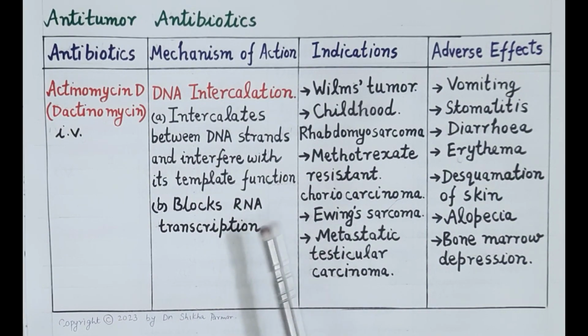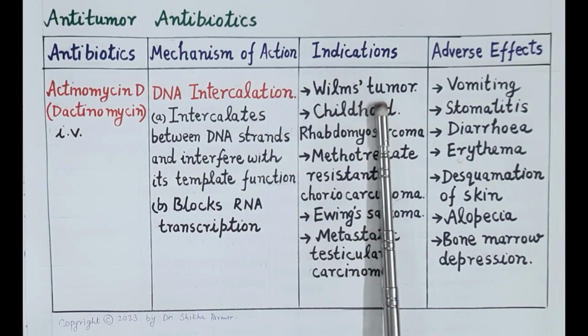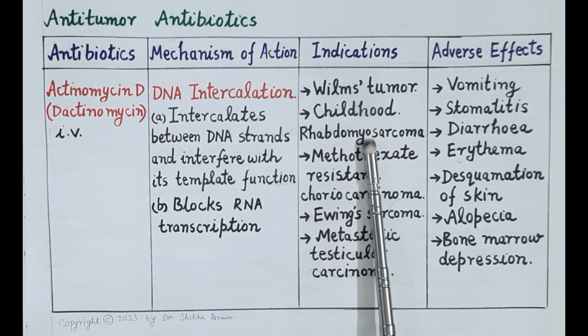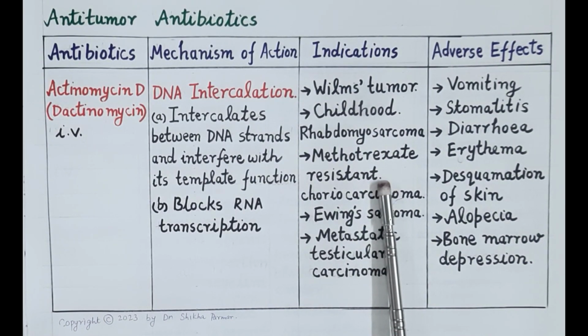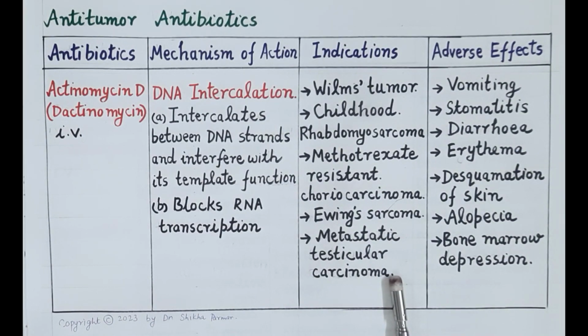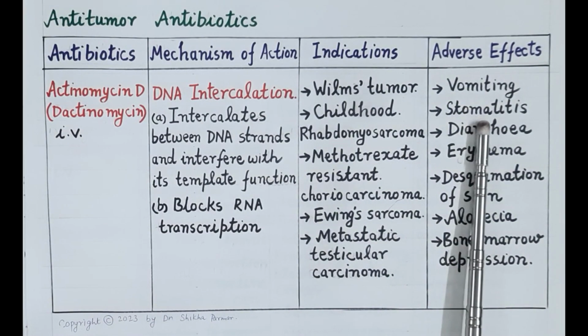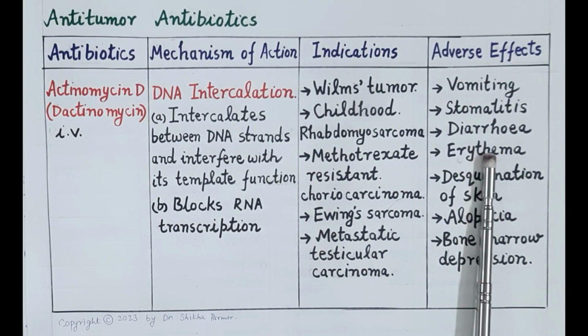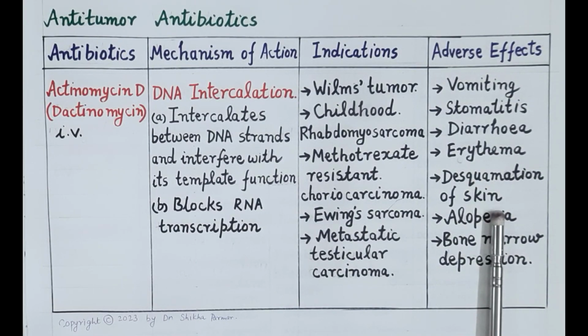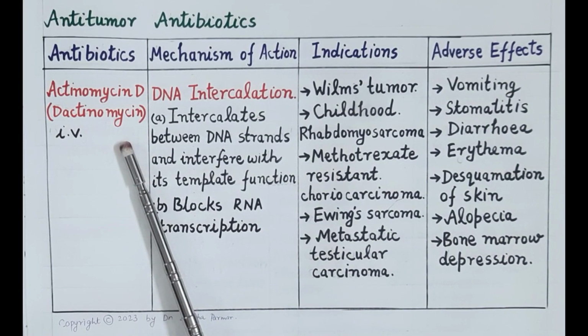Now this antibiotic is highly effective in Wilms tumor, then childhood rhabdomyosarcoma. Then it is also very effective in methotrexate resistant choriocarcinoma, then Ewing sarcoma, and metastatic testicular carcinoma. Now main adverse effects are vomiting, stomatitis, that is inflammation of the oral cavity, diarrhea, then erythema, then desquamation of skin, that is peeling of the outermost layer of the skin, alopecia, and bone marrow depression. So this is the pharmacology of Actinomycin D.